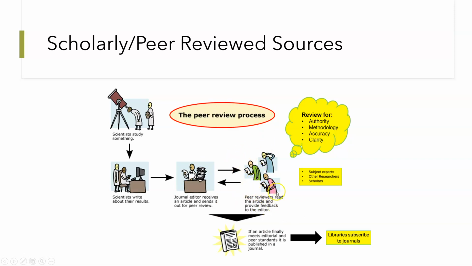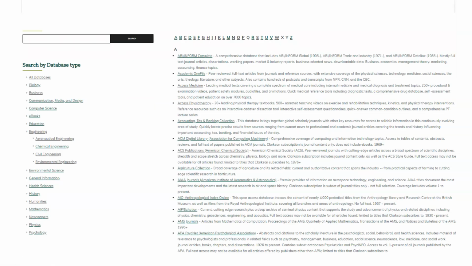Okay. Assuming it then is selected for publication, it will be published in the journal, and then libraries, in this case Clarkson's library, will subscribe to those journals to give you access. Okay, so when we talk about peer review, we're talking about something that has gone through this process, and it's generally a marker of quality, which is why often your professors will ask that you find scholarly peer-reviewed materials. So where do you find scholarly peer-reviewed materials?